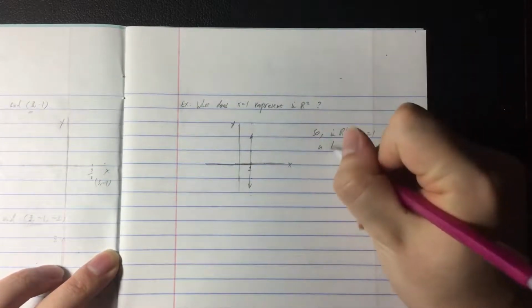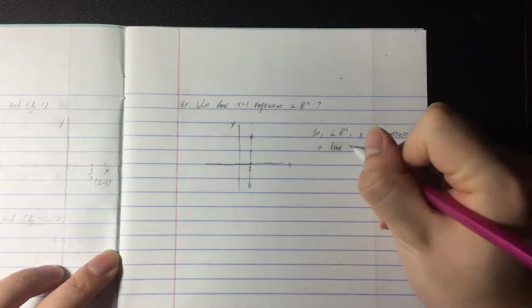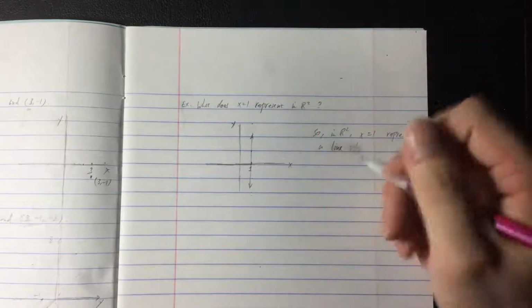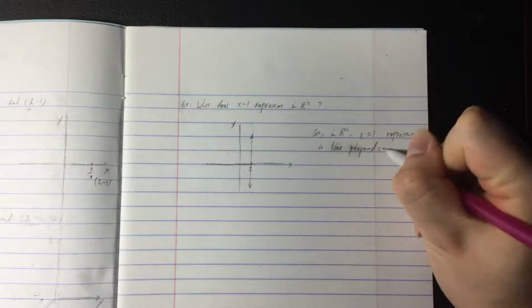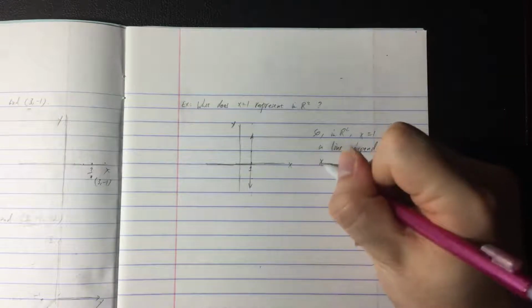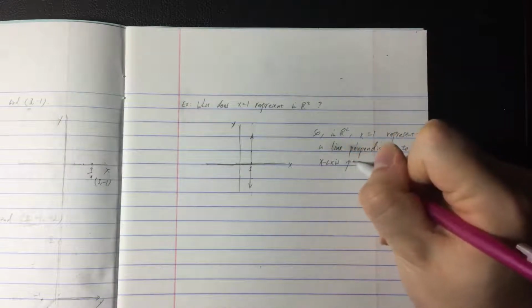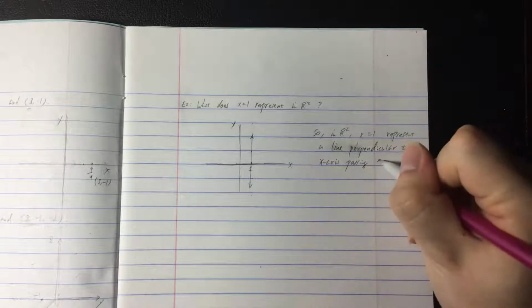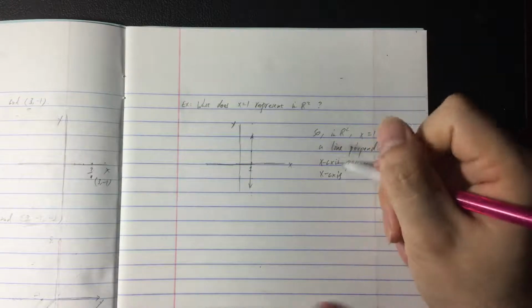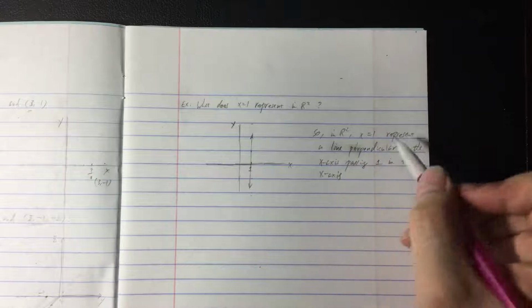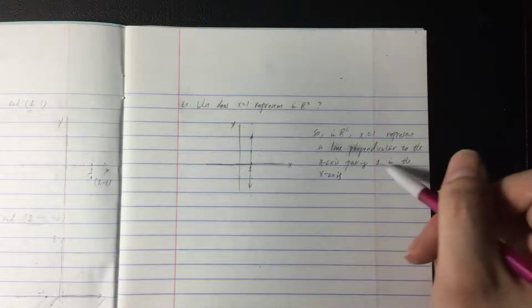It represents a line perpendicular to the x-axis, passing through number 1 in the x-axis. So in R2, x equal to 1 represents a line perpendicular to the x-axis, passing through 1 in the x-axis.